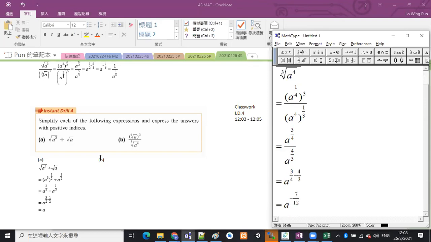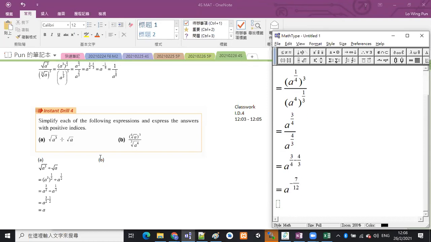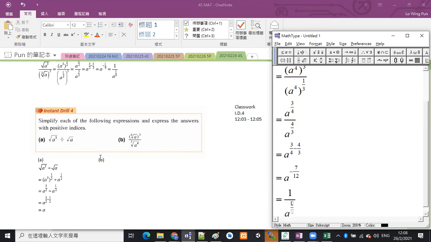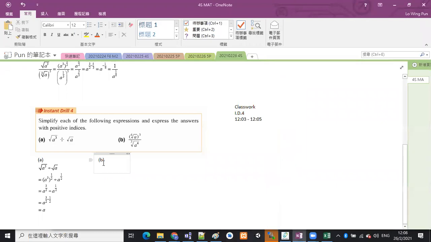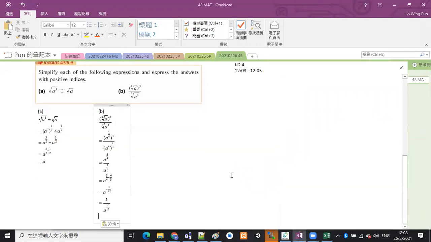7/12. Am I correct? Yes. Okay, but that is a negative index, which is not allowed in the answer. So you need to change it to be upside down, 1/A to the power positive 7/12. Okay, and that is the final answer. Are you correct?